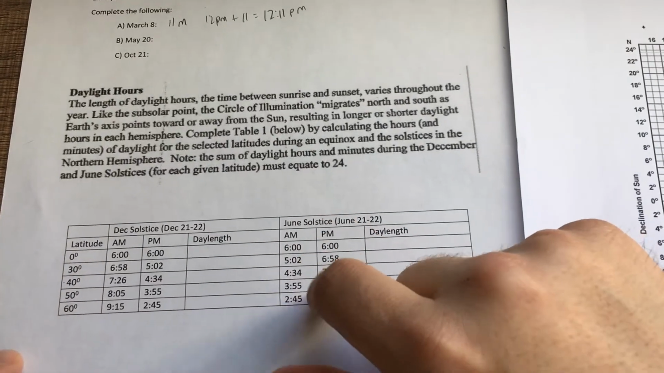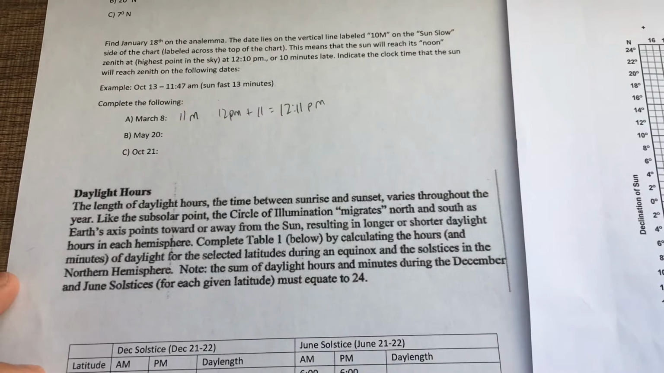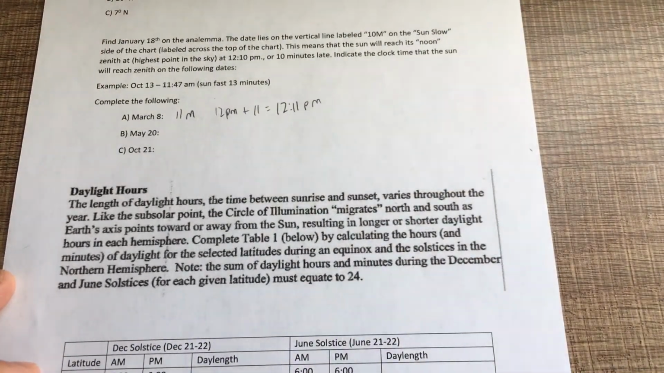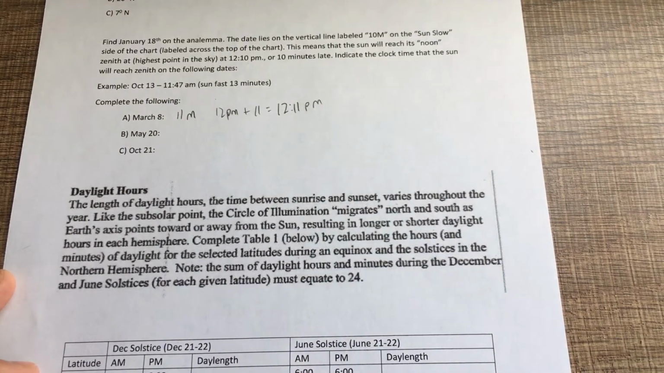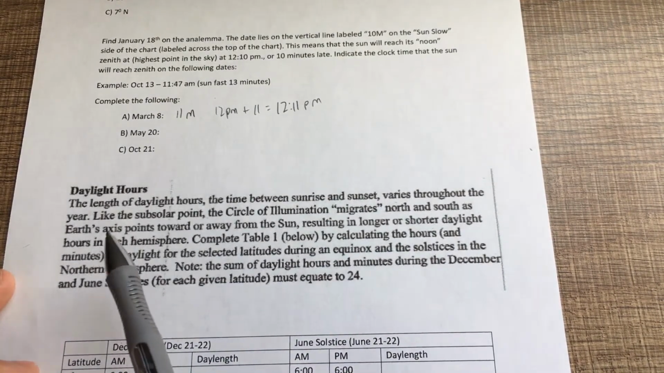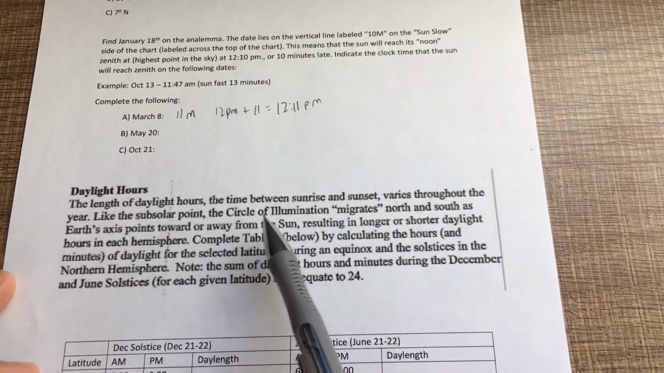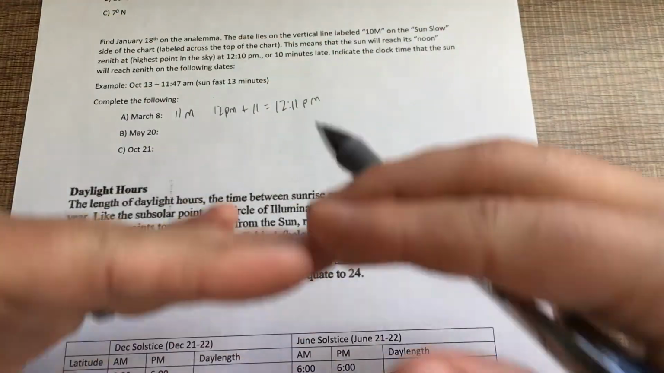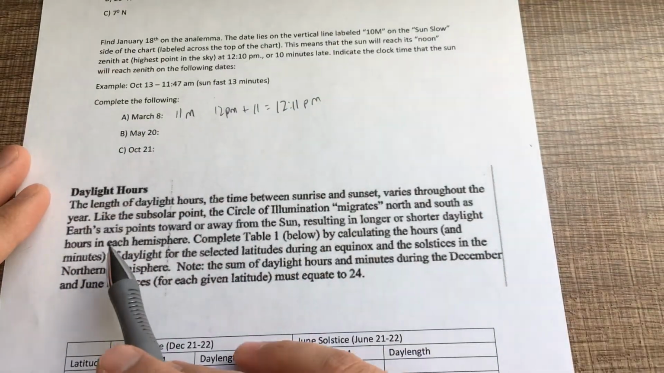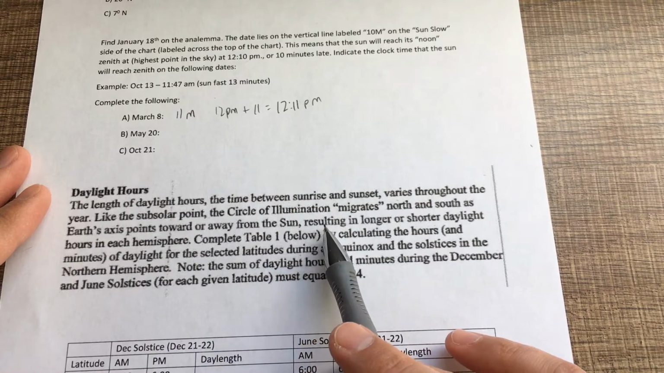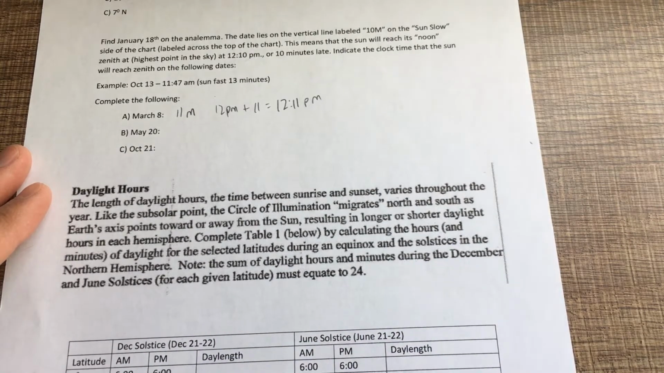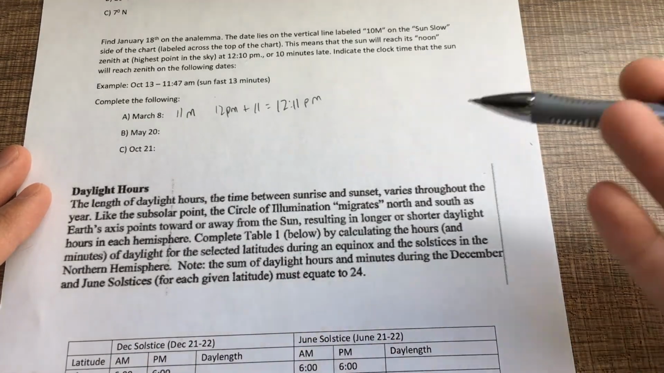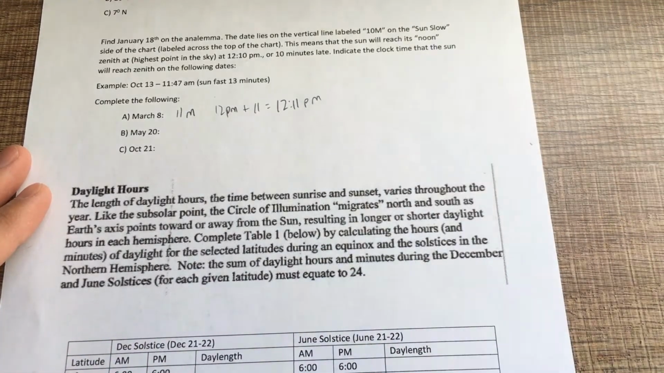Let's move on to the last section here, where we talk about daylight hours. The length of daylight hours, the time between sunrise and sunset, varies throughout the year. We know this because, like the subsolar point, the circle of illumination is migrating, meaning that it's shifting from north to south along the Earth's axis. And this all translates to longer or shorter daylight hours in whatever hemisphere we're thinking about.